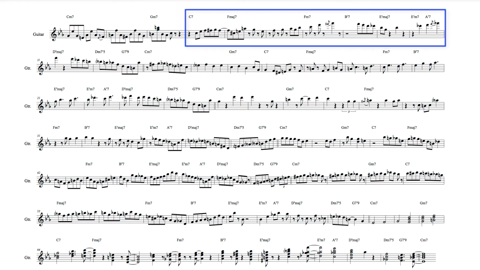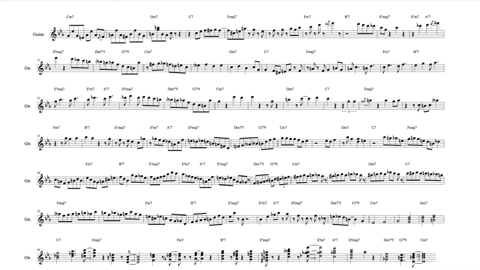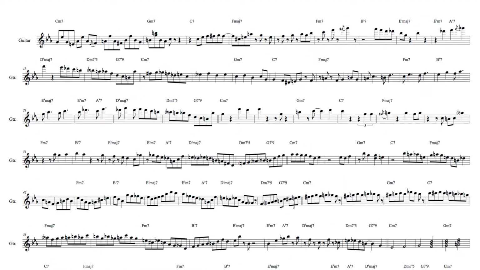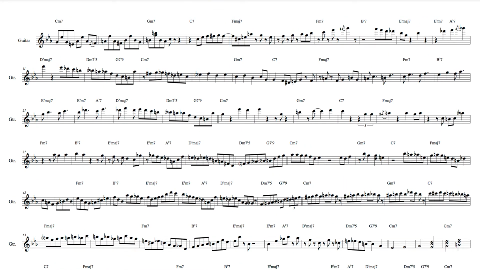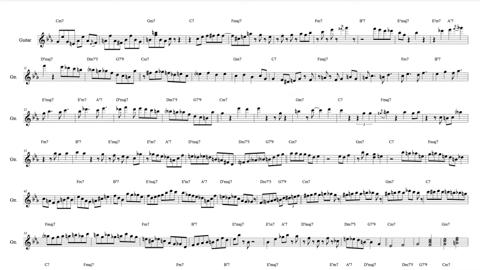Through these bars, Metheny is again essentially using chord notes embellished with various harmony and non-harmony notes. Here, for example, C7's root note, 3rd and 5th degrees are used. Here, F major 7's 7th, 3rd and root note. Here, F minor 7's 5th and 7th, and so on.